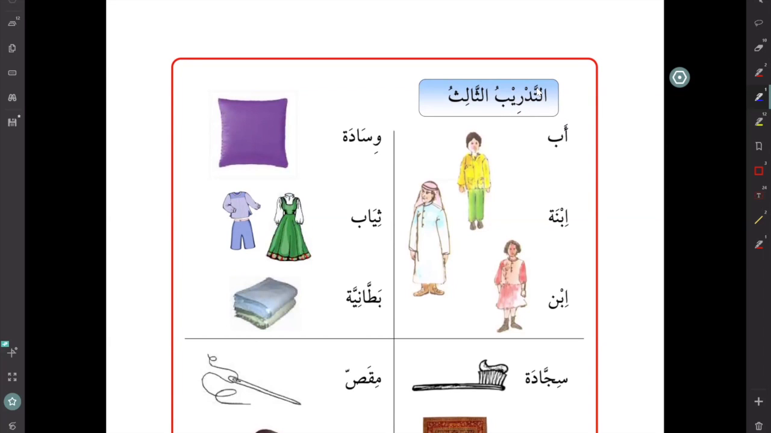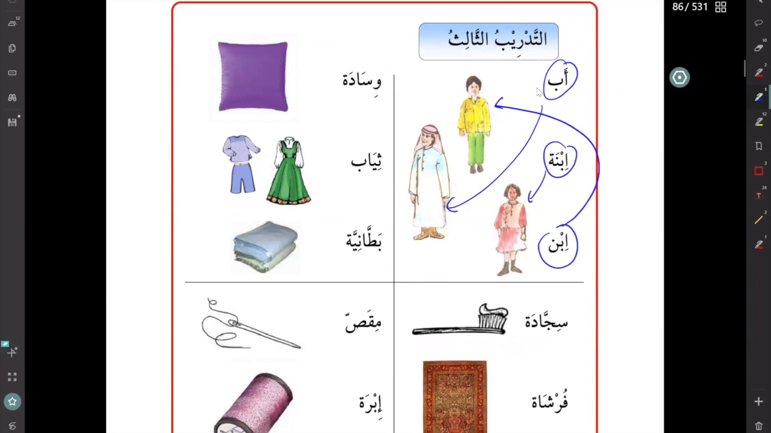The next one we have, it's a little bit interesting. We have التدريب الثالث, the third exercise. So we have three pictures. So we have to match all of them here, right? Ab is father. So which one is Ab? This one is Ab, right? So you're going to match with this one. Ibna is daughter. So here's your daughter. And Ibnun is your son. So, that's your son. So you can do for the rest.